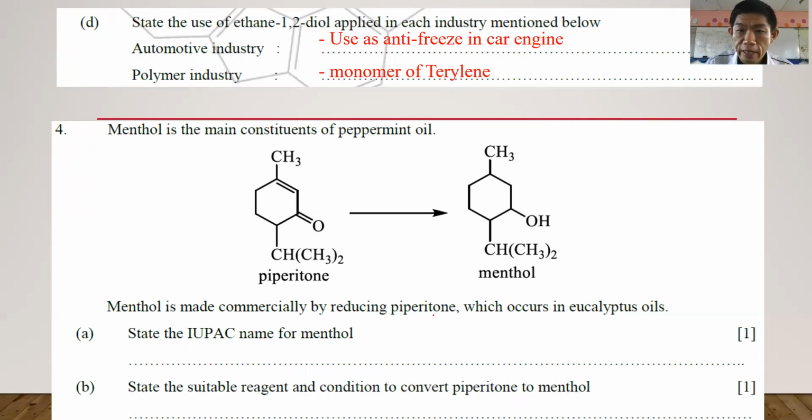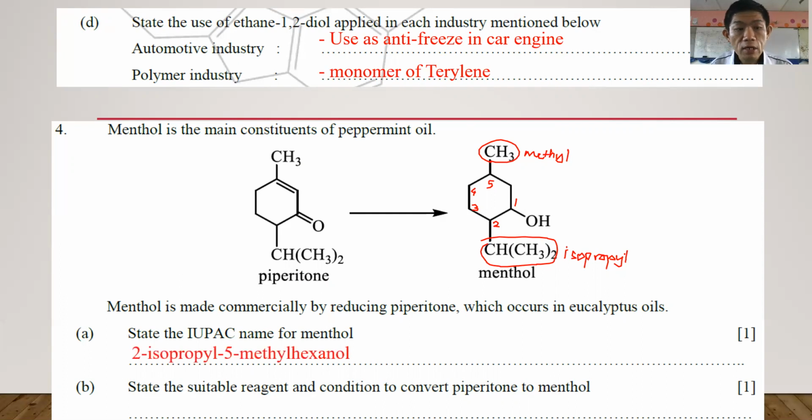So if you look carefully, if this is the functional group, this will be carbon number 1, this will be carbon number 2, and this will be number 3, 4, and number 5. Okay, and then you have to identify what the alkyl groups are in here. So this is methyl, and this is isopropyl if you look carefully. According to the IUPAC rules, you have to put the substituents in the IUPAC order. So the full name for menthol is 2-isopropyl-5-methylcyclohexanol.